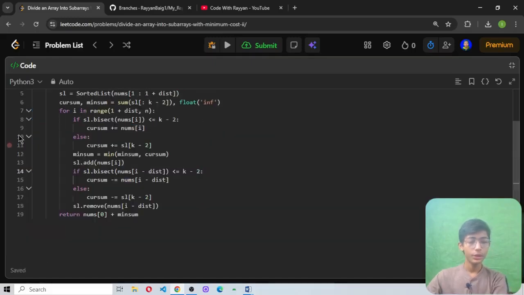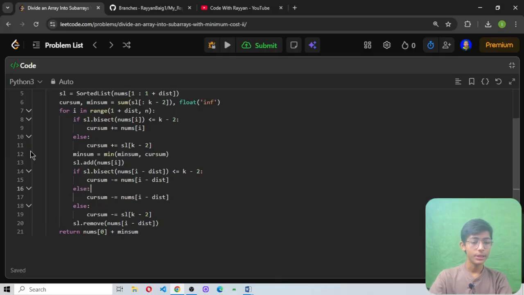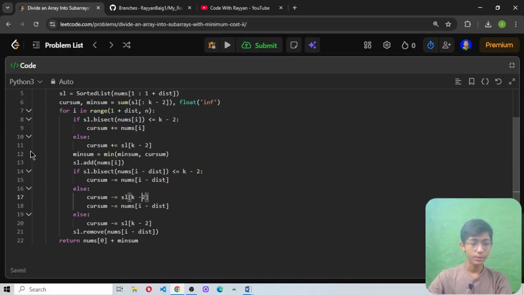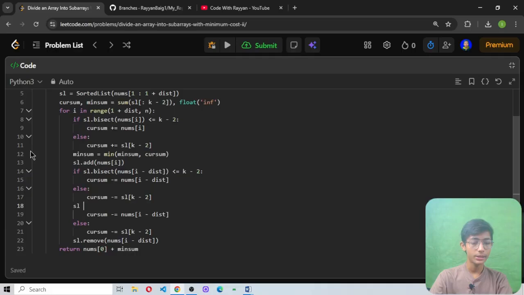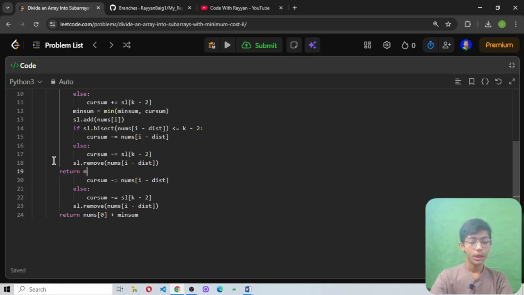And now when we have written all of this code, we write here cursum minus equals nums[i - dist], else cursum minus equals SL[k - 2]. Then give the space and enter, back, SL.remove(nums[i - dist]). Perfect. And then we define here return nums[0] plus minsum. Perfect. So we have read over all the code.